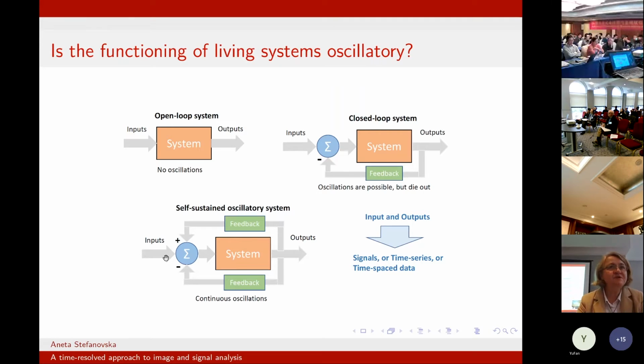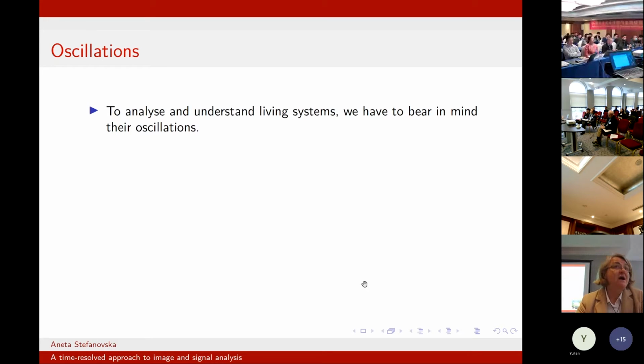And when we have both positive and negative feedback loops, which is more often the scenario for living systems, because everything that is functioning in our body can be going up or down in the parameters, we have so-called self-sustained oscillations. Oscillations are continuous, they don't die. You don't produce them, they are there as a natural manifestation of biological systems. So from these kinds of scenarios, whichever of them, you do imaging or measurements, and then there are signals or time series or time-space data, if you wish, that I analyze. That's my kind of activity.